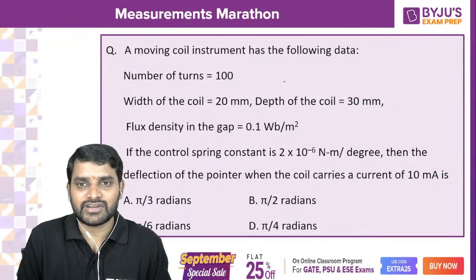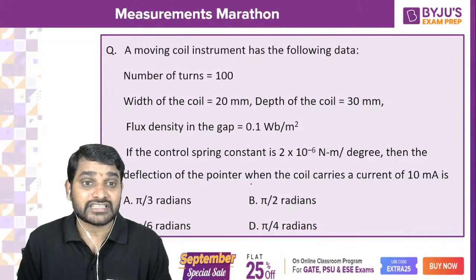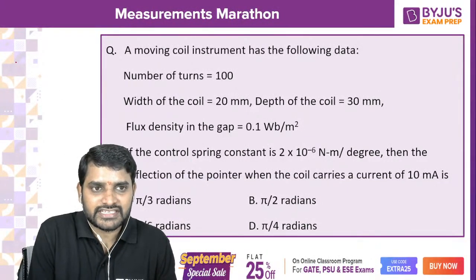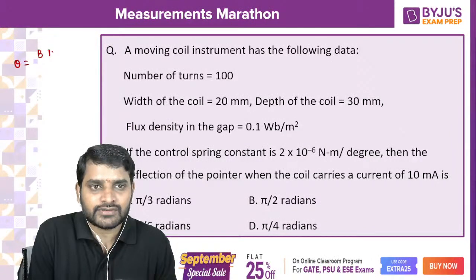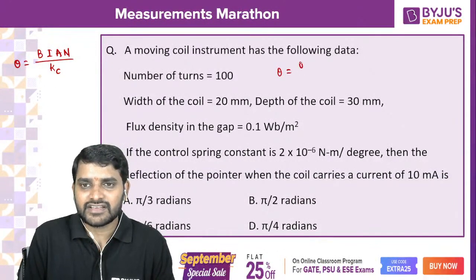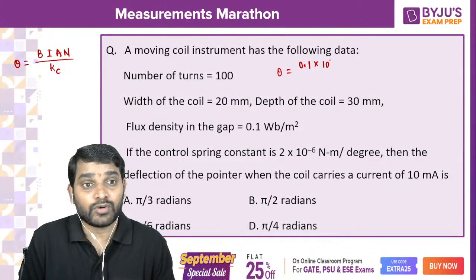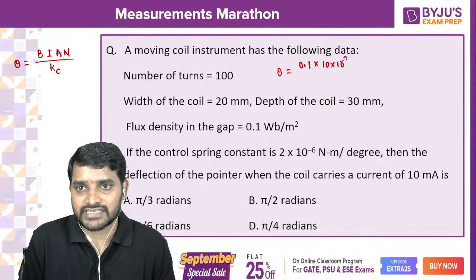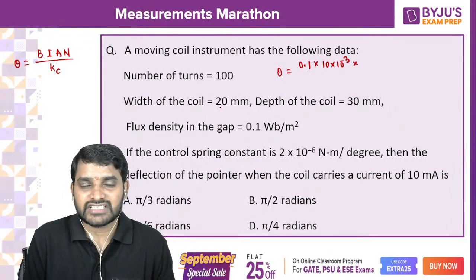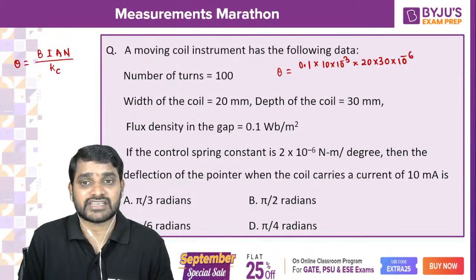Right. Can you tell me what is the value here? It is asking the deflection of the pointer. Theta is asked. So theta is equal to, just now we have seen, B into I into A into N divided by Kc. All right. So what is B? B is 0.1 Tesla into I is 10 milli, 10 into 10 to the power of minus 3, into area of cross section, 20 into 30 into 10 to the power of minus 3 into 10 to the power of minus 3. So I am writing it as 10 to the power of minus 6.